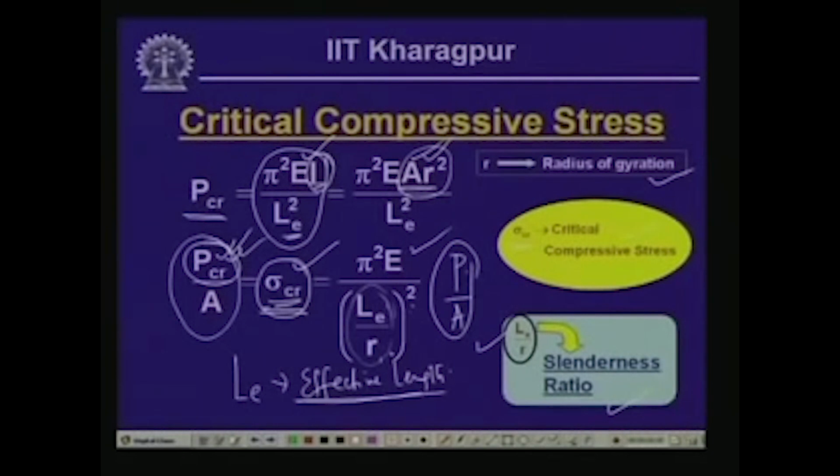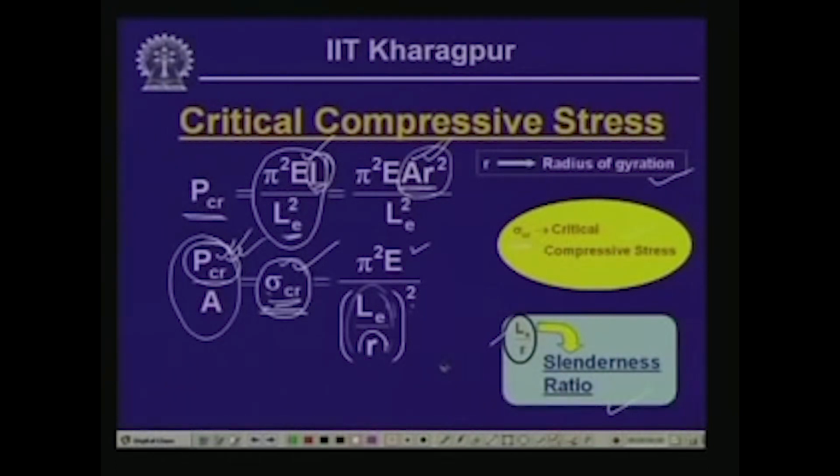Now, if you notice carefully, when the value of L E by r is larger, then the value of compressive stress sigma C r will be less, and larger L E by r means a lower value of r. In other words, if we have a cross section with a smaller value of r, you will have a larger value of L E by r, and thereby that will give you the minimum possible stress.